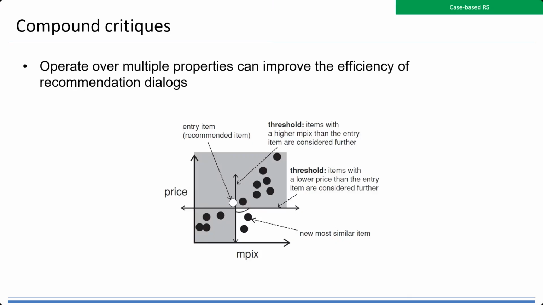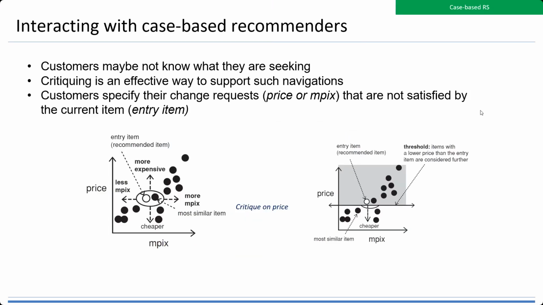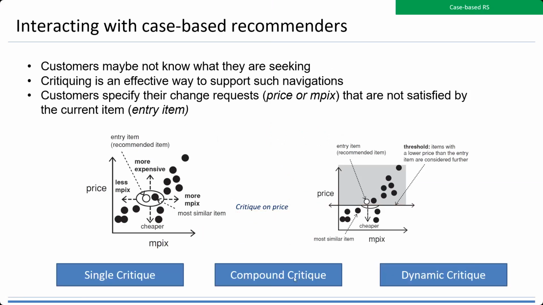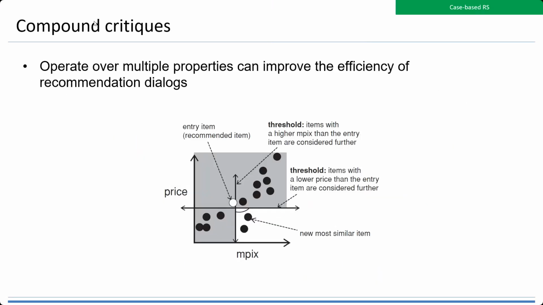So the example that I showed you before, this one, is a single critic. Single critic means you just use one attribute for the critic. So a critic on price means, okay, I will just define this threshold. There might be another critic, we call it compound critic. Compound critic means it is a critic over multiple properties that can improve the efficiency of the recommendation dialogues.